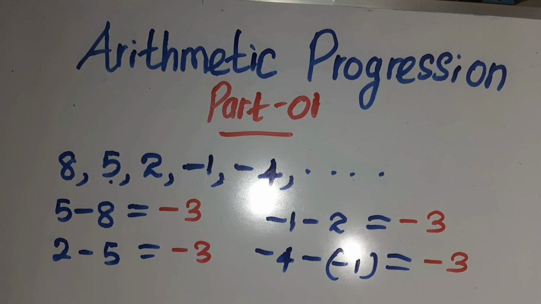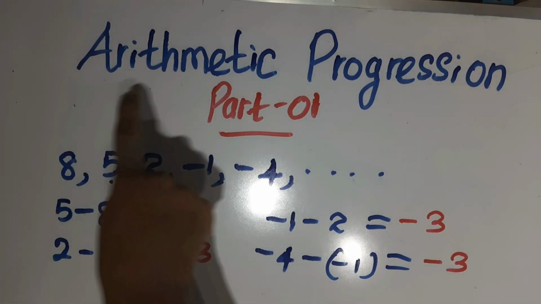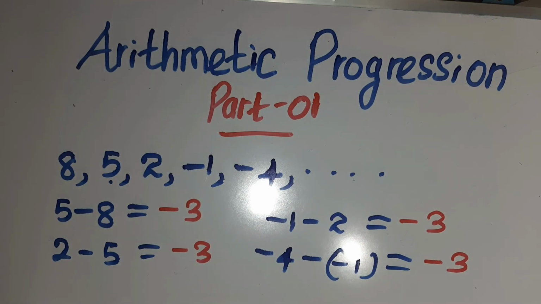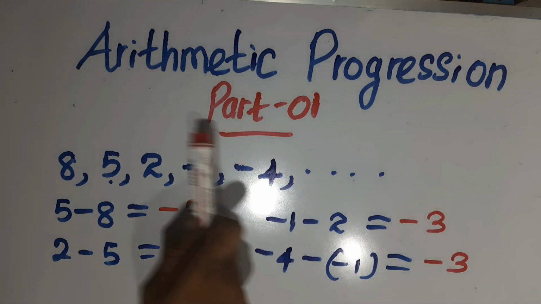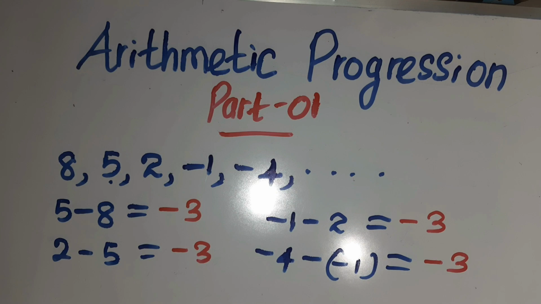Sequences having this feature are called arithmetic progressions. Sequences that have a common difference. This constant value is called the common difference of this number pattern, or this arithmetic progression. If a sequence has a common difference, like minus 3 here, we call those sequences arithmetic progressions. That's the thing I want you to understand from this.